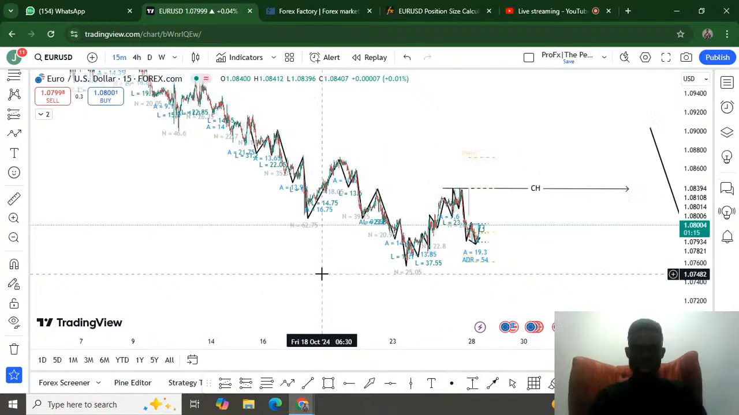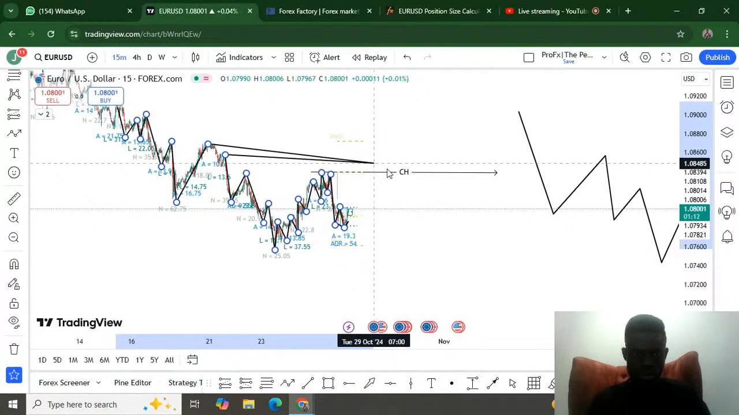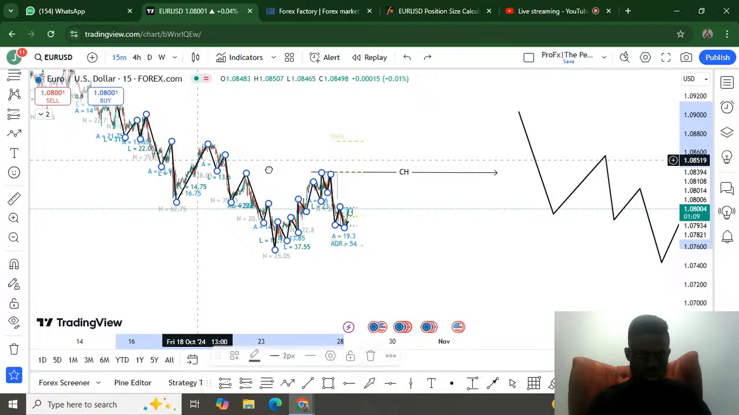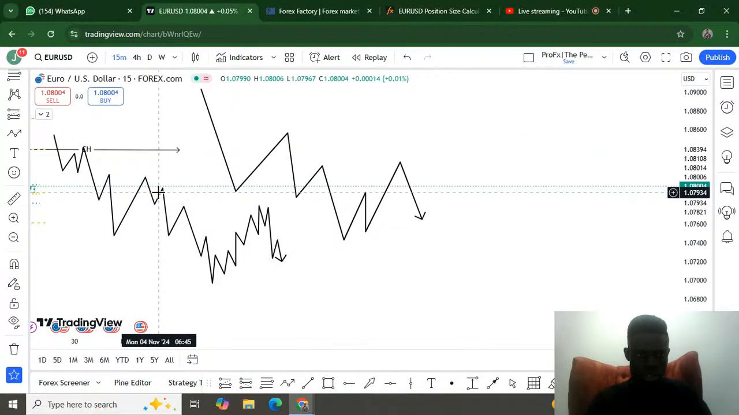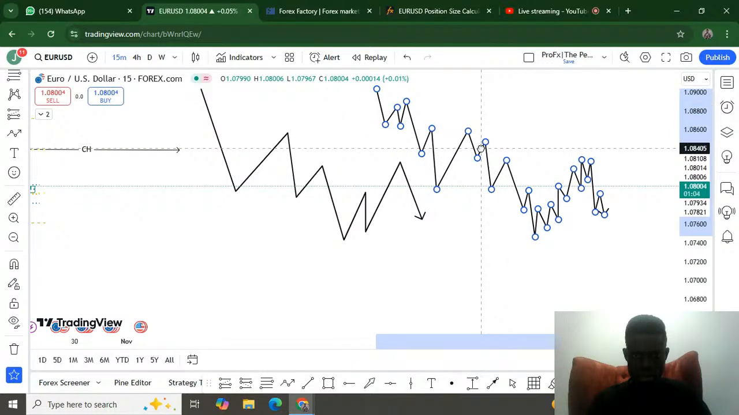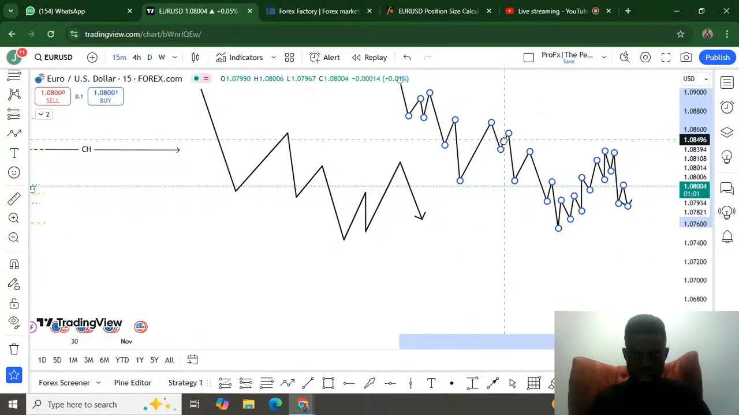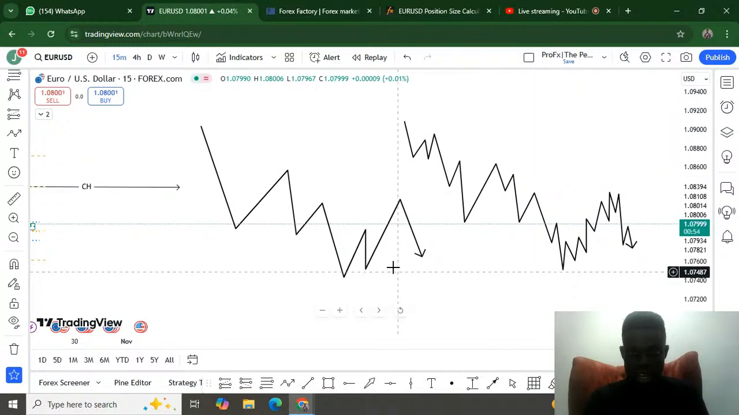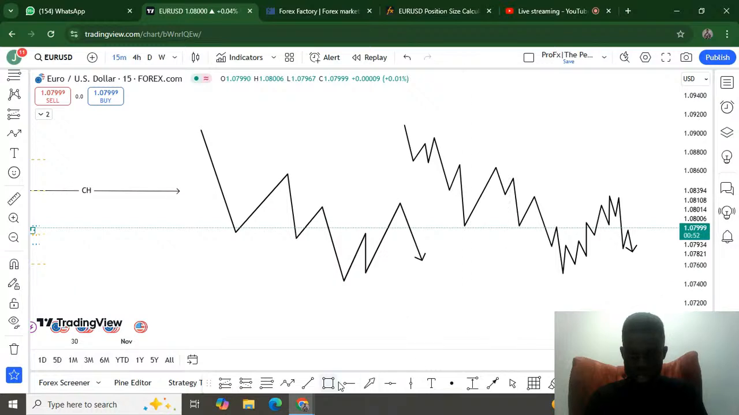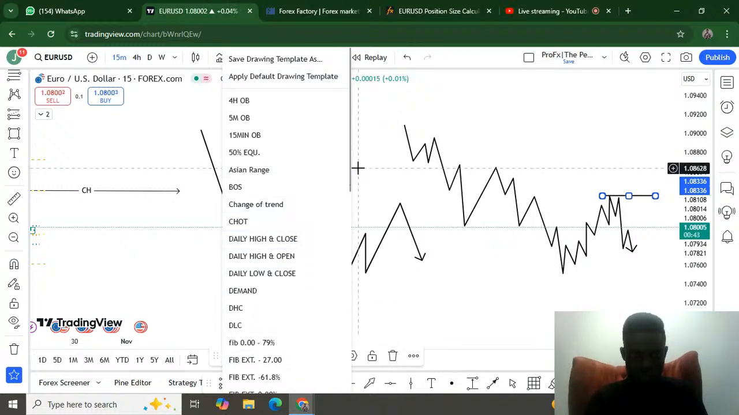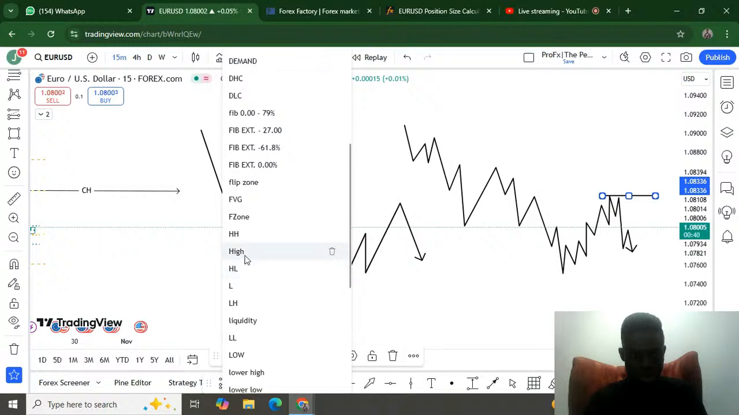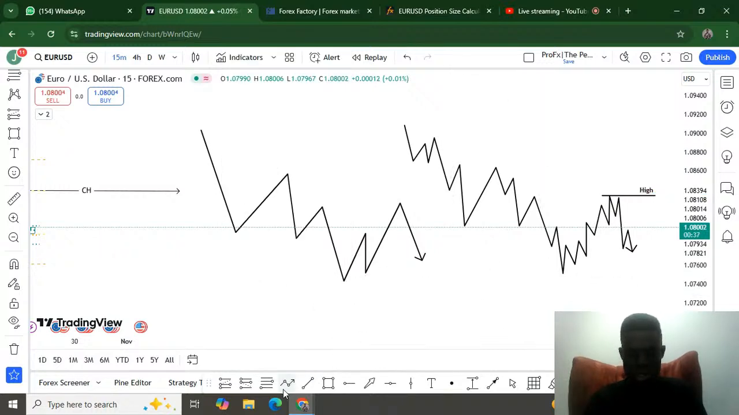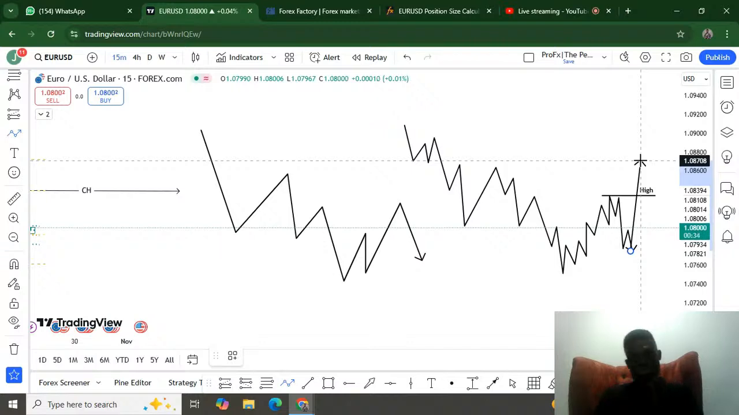Good. So that's what we have on 15 minutes currently. Can you see? 15 minutes. So we can see that we will not buy until we see this one taken out. That is the previous high. Until we see that taken out, we are not buying. We are still selling. So we want to see it taken out on 15 minutes even.